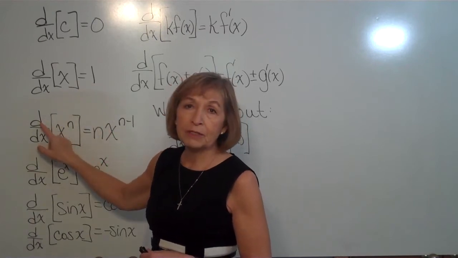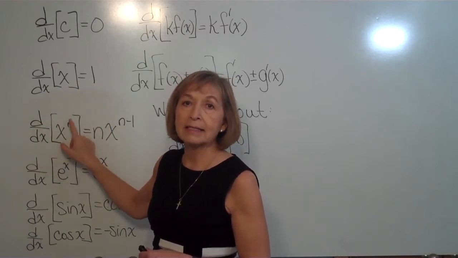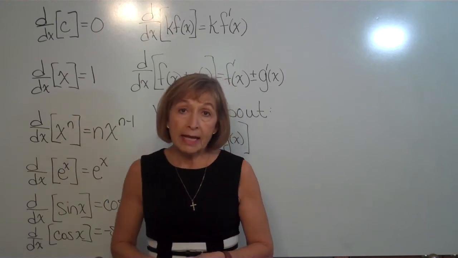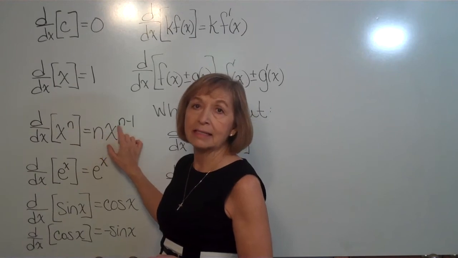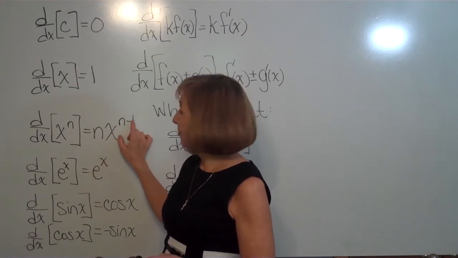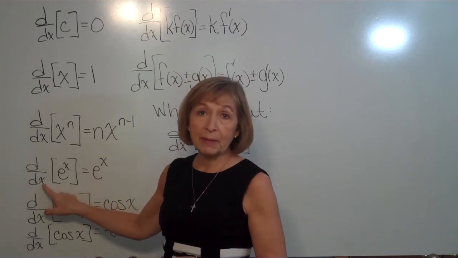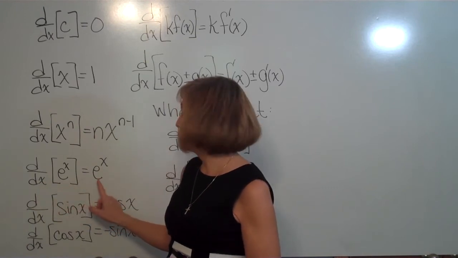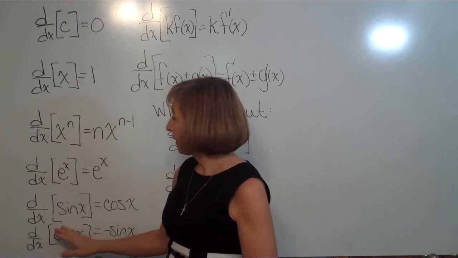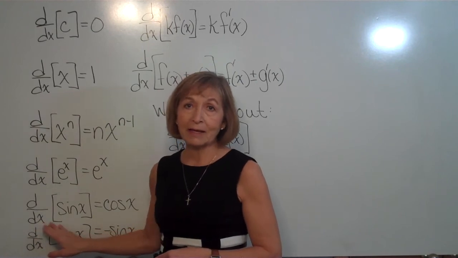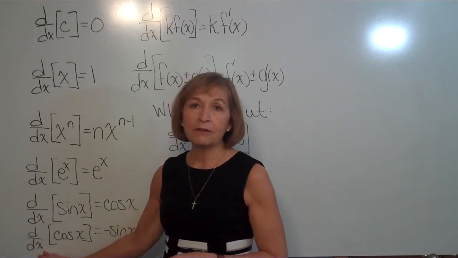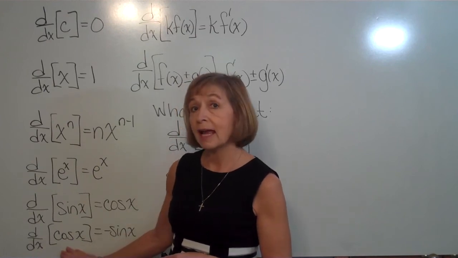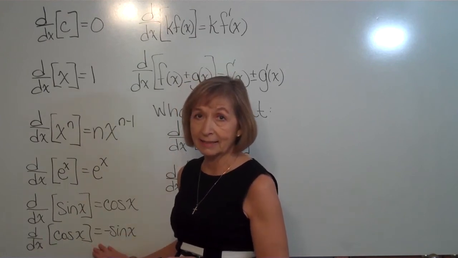The derivative with respect to x of x to the n power, where n is a rational number, is n times x to the n minus 1. The derivative with respect to x of e to the x is just e to the x. The derivative with respect to x of sine x is cosine x. And the derivative with respect to x of cosine x is negative sine x.